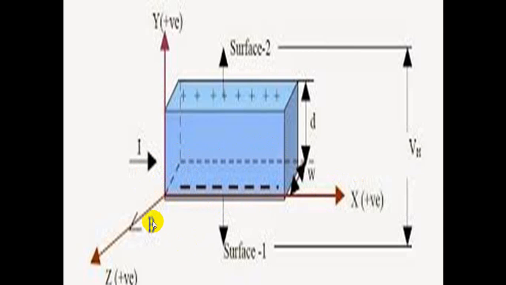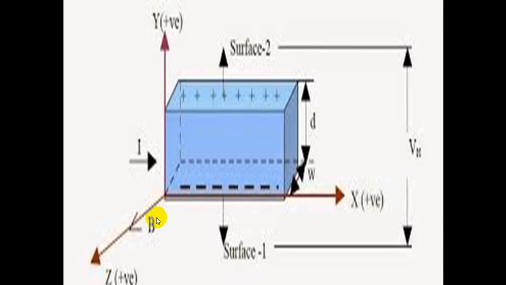Now we are applying a magnetic field which is perpendicular to x-axis, that means current carrying direction. So that's why here we are applying the magnetic field along z direction, which is perpendicular to the current carrying direction. That's why the magnetic field is called transverse magnetic field. And the strength of the magnetic field is B. So B is the magnetic field strength or magnetic flux density.